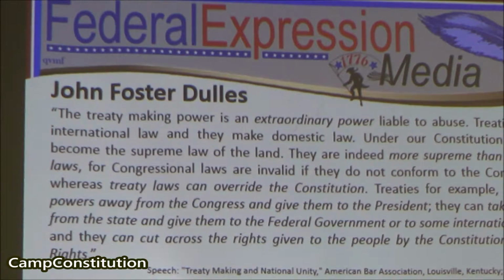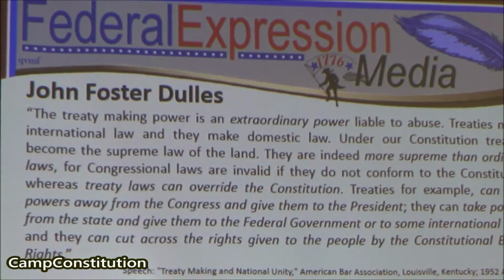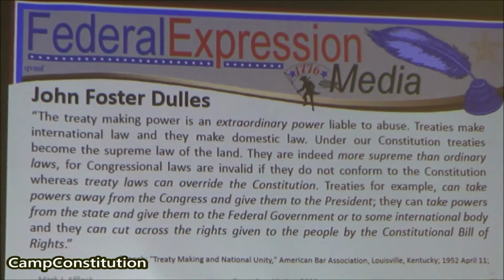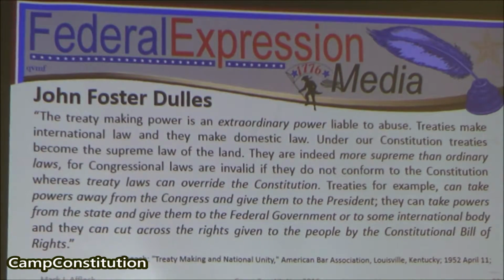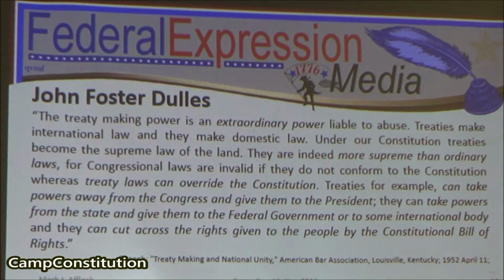So let's go back and look at John Foster Dulles again. Let's see how we feel about this statement one more time. Now let's look at what the motives of John Foster Dulles might have been while we're at it. So here he is. "The treaty-making power is an extraordinary power liable to abuse." Is that true? Treaties make international law and they make domestic law. Is that true? "Under our Constitution, treaties become the supreme law of the land." Are they more supreme than ordinary laws? I think we just found that they're not, right?